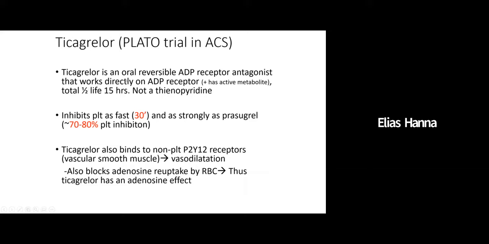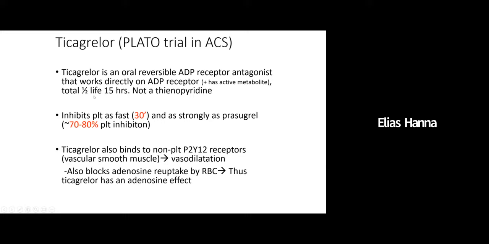So Ticagrelor, unlike prasugrel and Clopidogrel, is a reversible ADP receptor antagonist. Prasugrel and Clopidogrel metabolite binds to the ADP receptor and inhibits it irreversibly for the life of the platelet. Ticagrelor, on the other hand, is a reversible receptor antagonist, and so it binds off and on. And it works directly on the ADP receptor. It doesn't need a metabolite, although it does also have an active metabolite, but it doesn't need it. It acts directly as well before it gets metabolized.